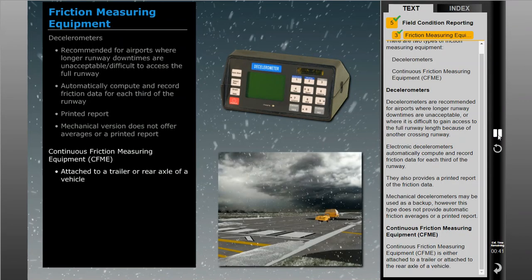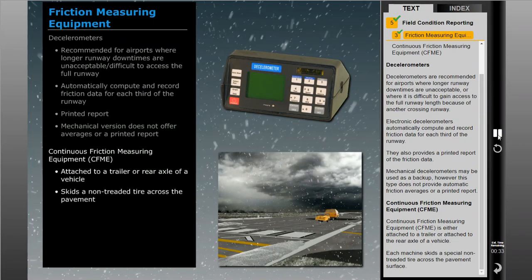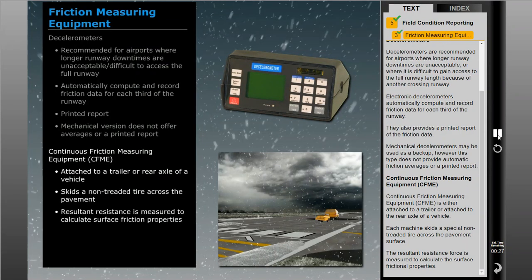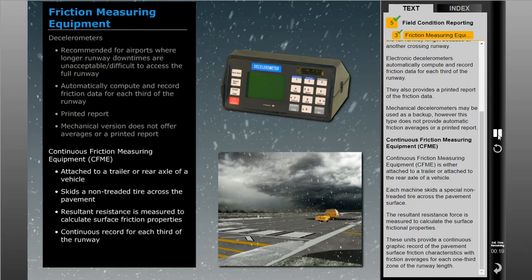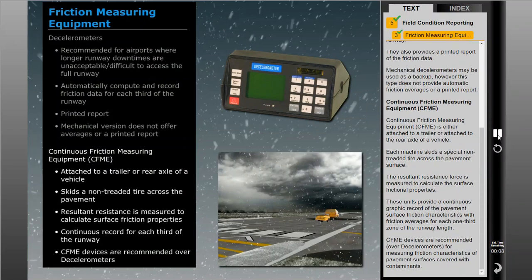Continuous Friction Measuring Equipment, or CFME, is either attached to a trailer or attached to the rear axle of a vehicle. Each machine skids a special non-treaded tire across the pavement surface. The resultant resistance force is measured to calculate the surface frictional properties. These units provide a continuous graphic record of the pavement surface friction characteristics, with friction averages for each 1/3 zone of the runway length. CFME devices are recommended over decelerometers for measuring friction characteristics of pavement surfaces covered with contaminants.